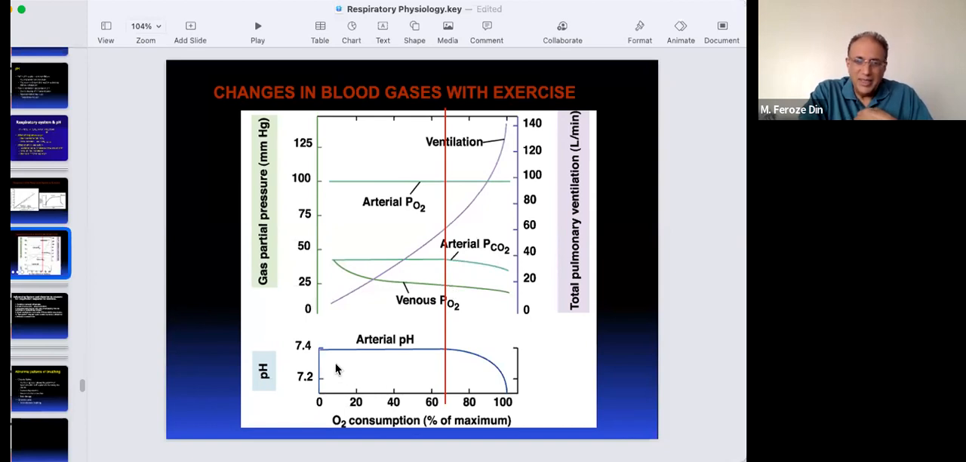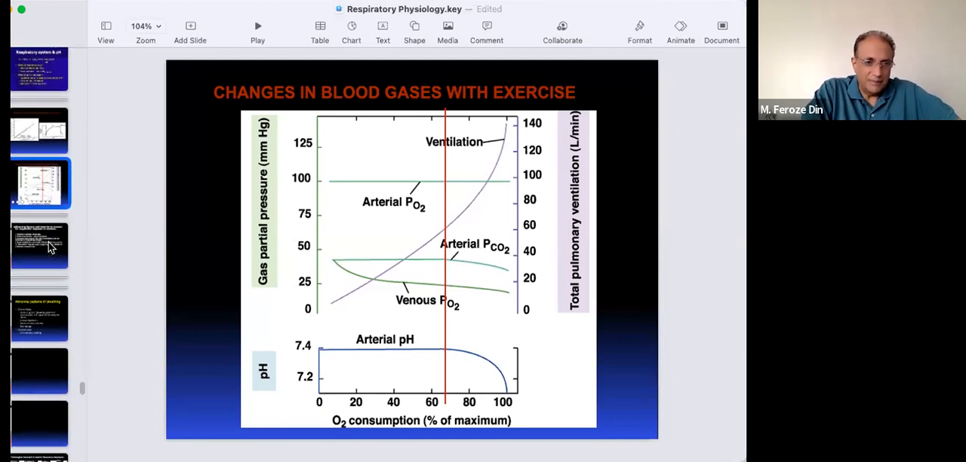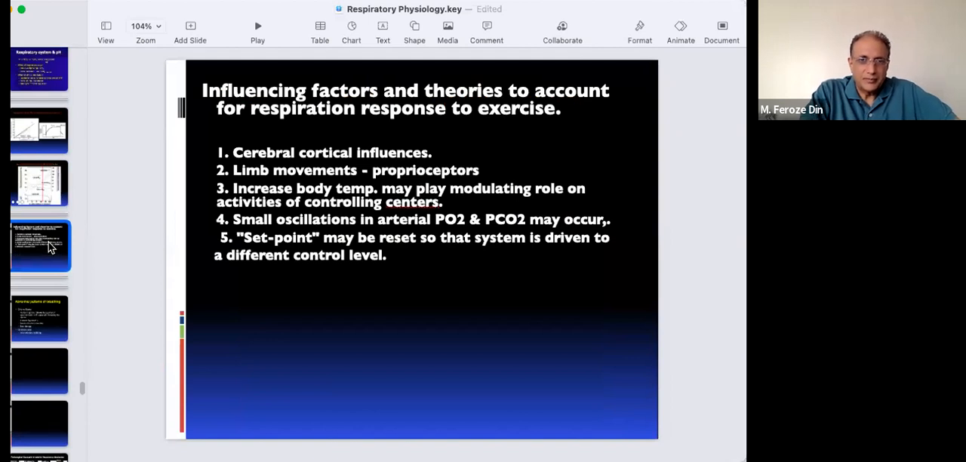And here again, you see that in moderate exercise, there is hardly any change in arterial pH. But if there is chronic exercise, the pH level may fall because of accumulation of acidic byproducts of metabolism. This is also an interesting graph comparing this, so I would advise you to try to understand all this. There are various influencing factors and theories to account for this.